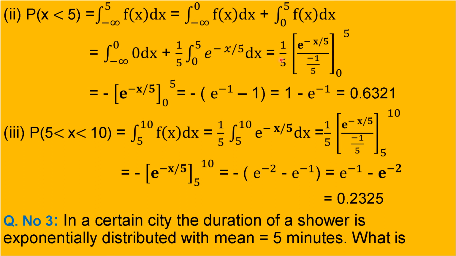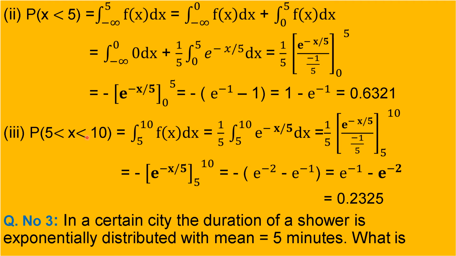So keeping 1 by 5 outside the integral sign, integration of e power minus x by 5 is e power minus x by 5 divided by the coefficient of x, which is minus 1 by 5. So 5 gets cancelled. It will be minus of the difference of e power minus x by 5 at the upper limit 5 and lower limit 0. Minus, put x as 5, e power minus 1, minus, put x as 0, e power 0 is 1. So it will be 1 minus e power minus 1, and using the calculator it is 0.6321.